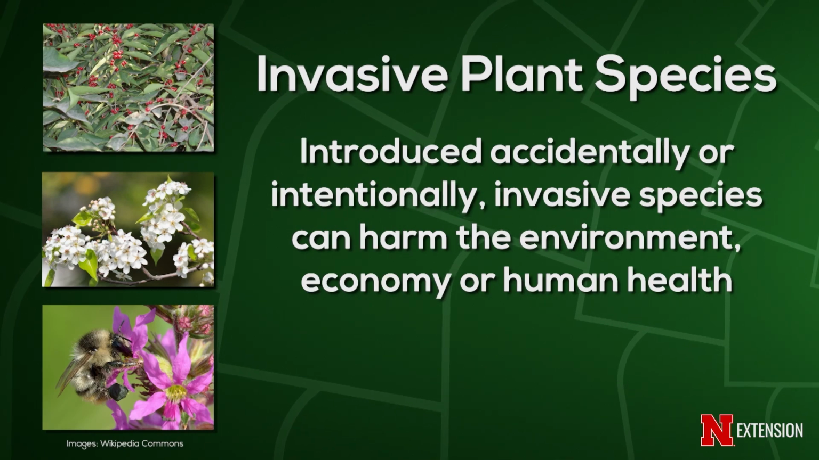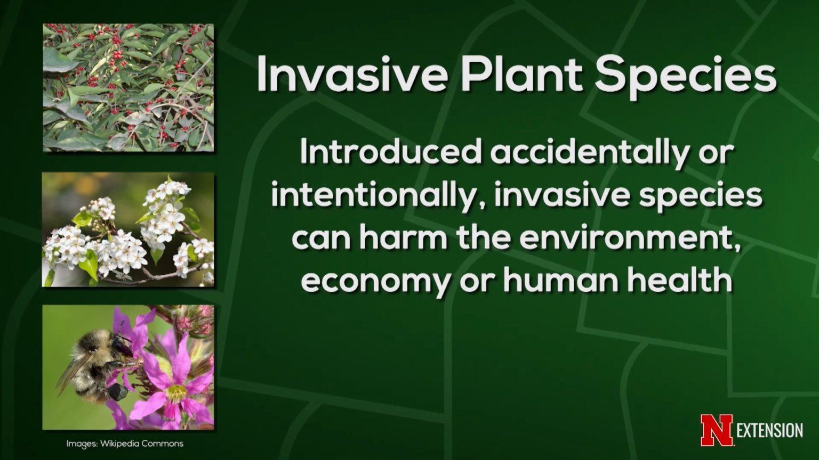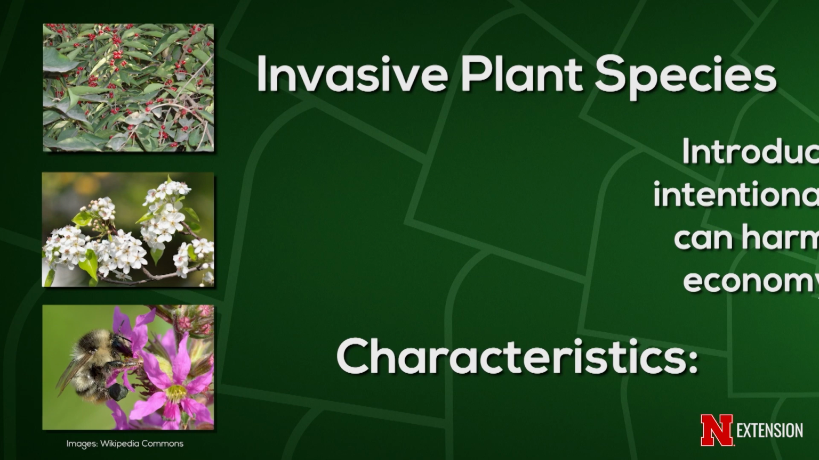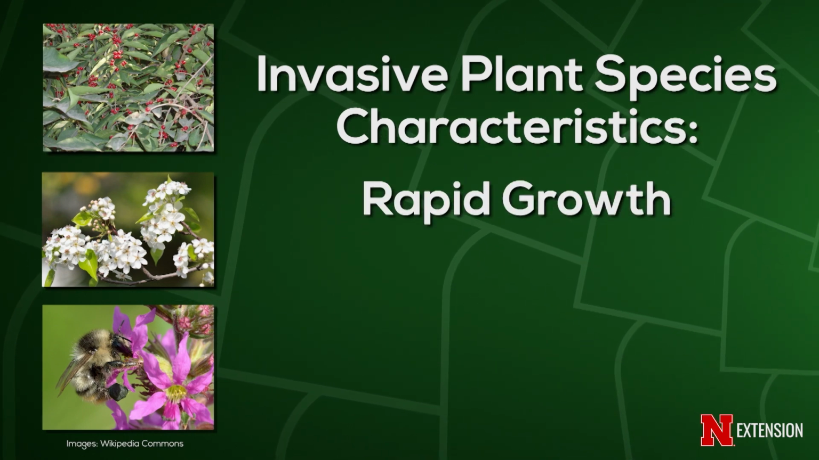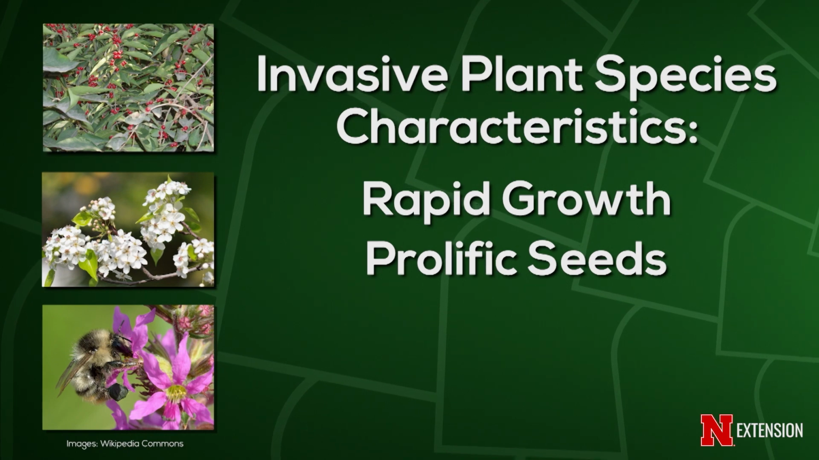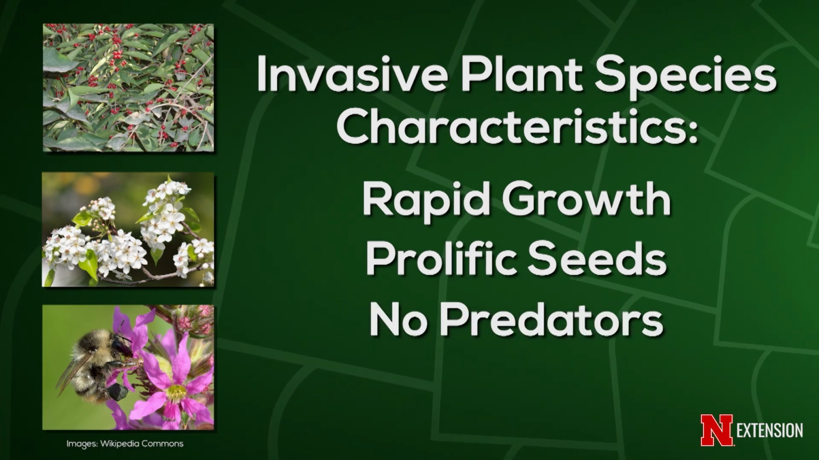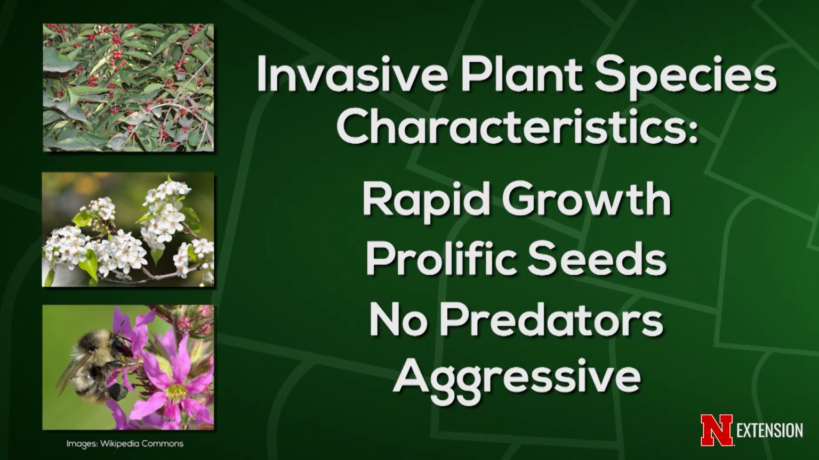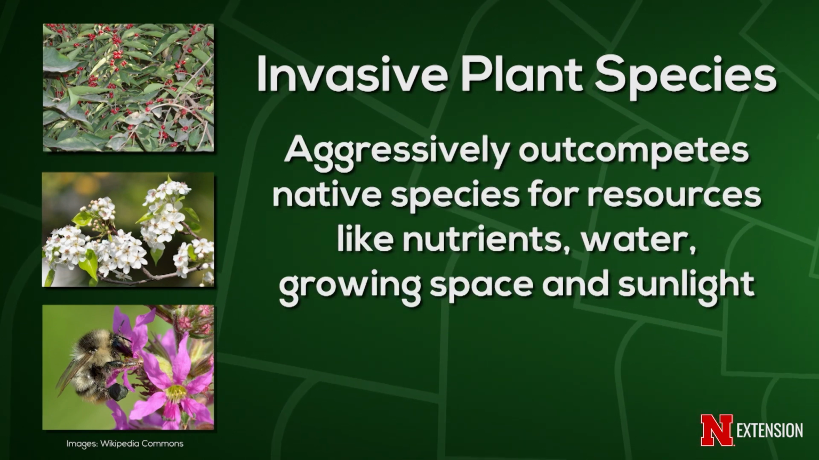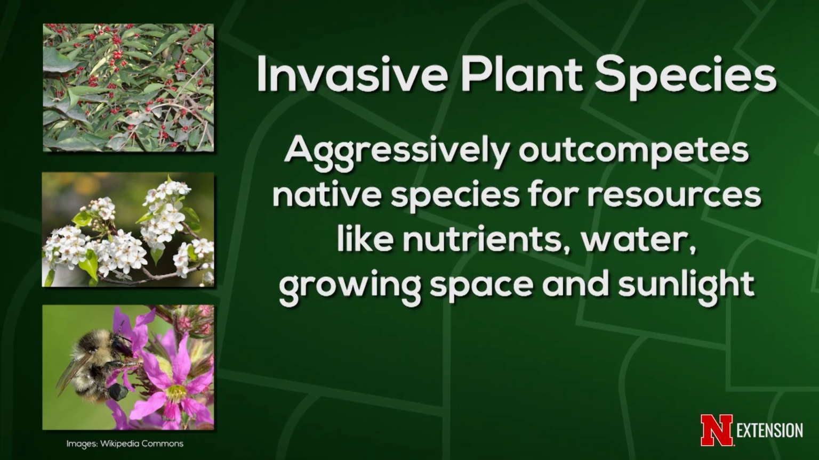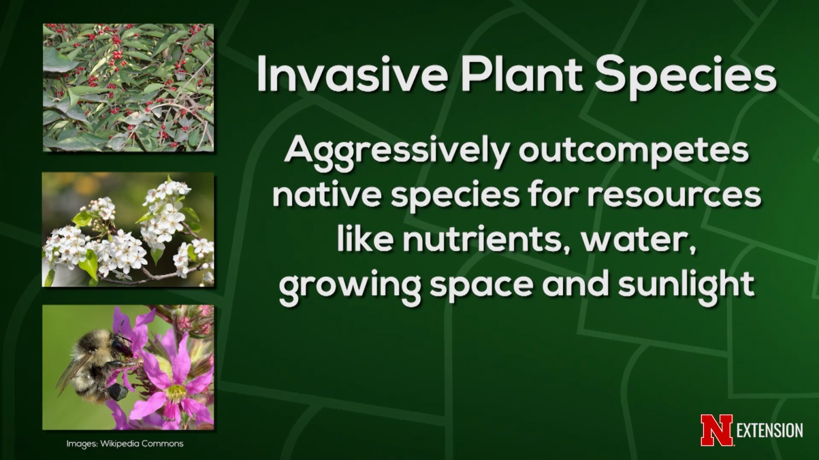Once they're brought to a new area, they cause harm to the environment, economy, or human health. Common characteristics of invasive plants are that they grow rapidly, they're prolific seed spreaders, they have little to no natural predators, and they spread very aggressively. And so we will often see that they outcompete native plant species for nutrients that they need to survive and other resources like water, space, and sunlight.